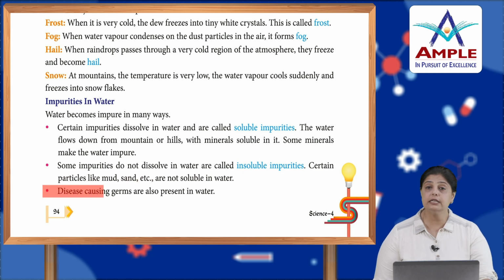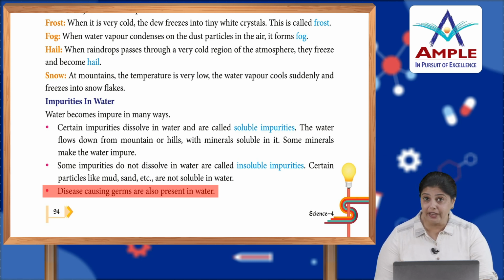Disease causing germs are also present in water. That is the reason why we keep telling you not to gather water anywhere, and if there is gathered water anywhere, please get rid of it, because that's where mosquitoes lay eggs. That's when the germs start getting mixed up with the water that is stagnant.